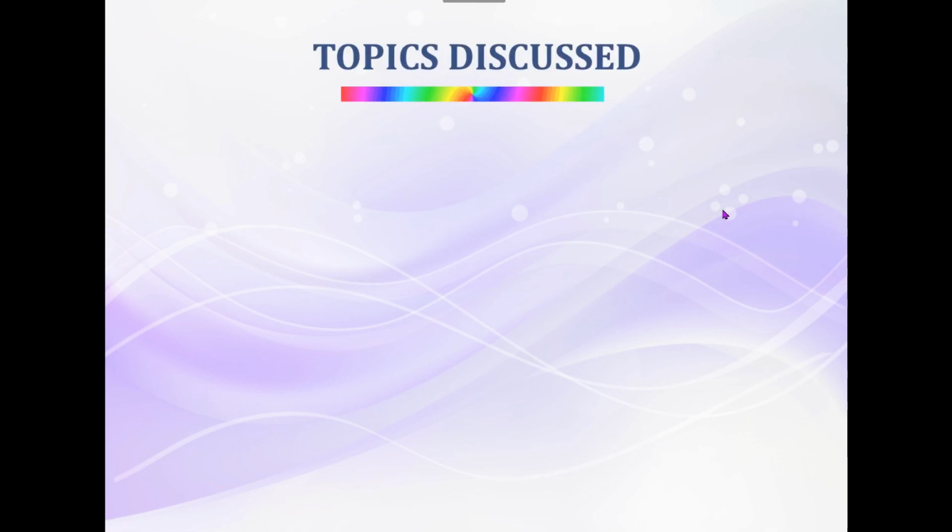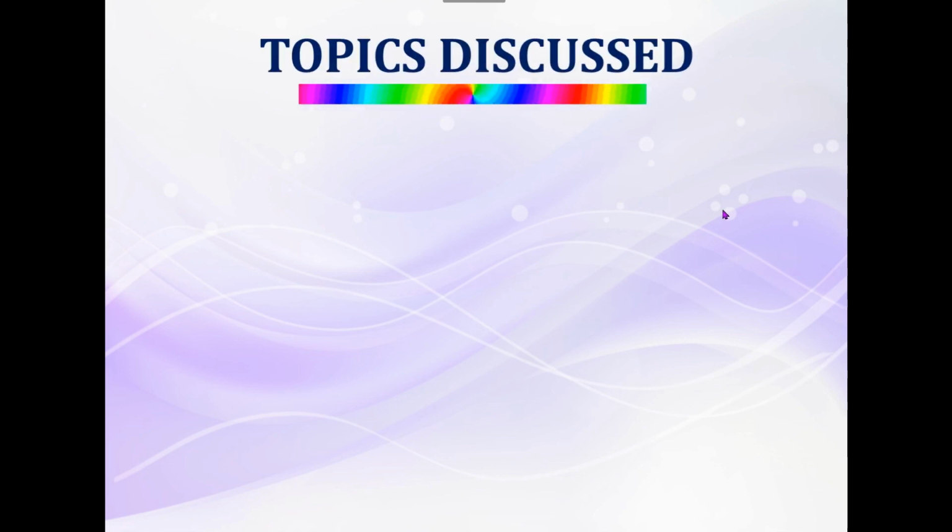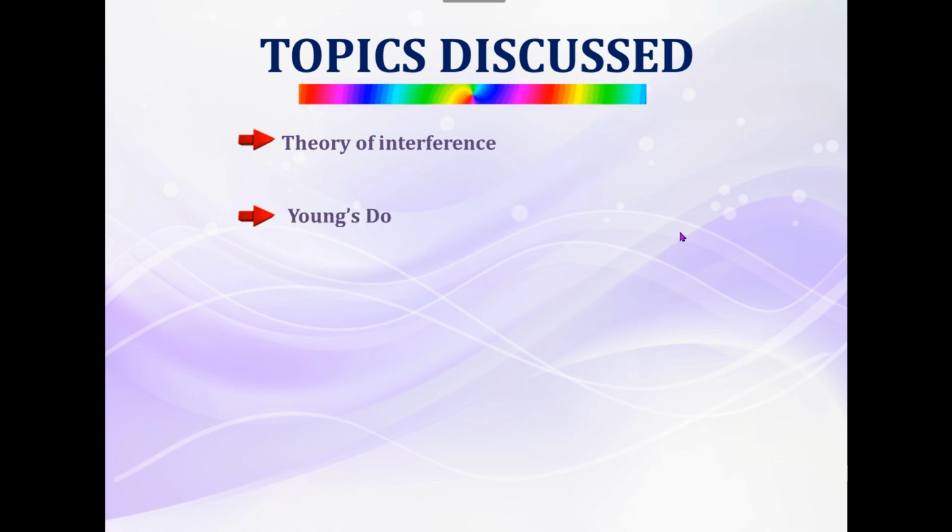So this was all for today. In today's video, we discussed the theory of interference, that is, when two waves superimpose, what happens to amplitude and intensity; that will be asked for 3 marks. Along with that, we discussed Young's double slit experiment, which is a very important concept of this chapter, and they ask that for 5 marks.